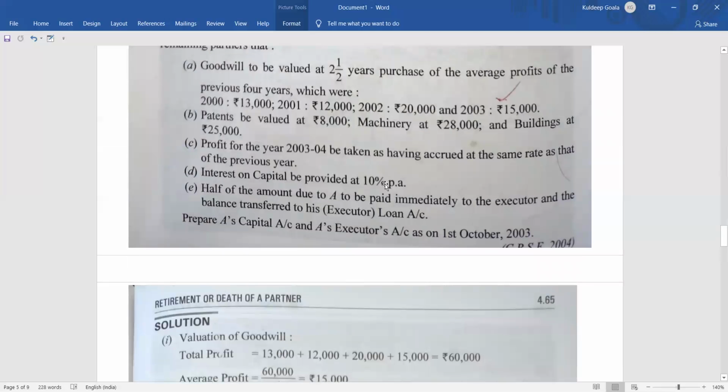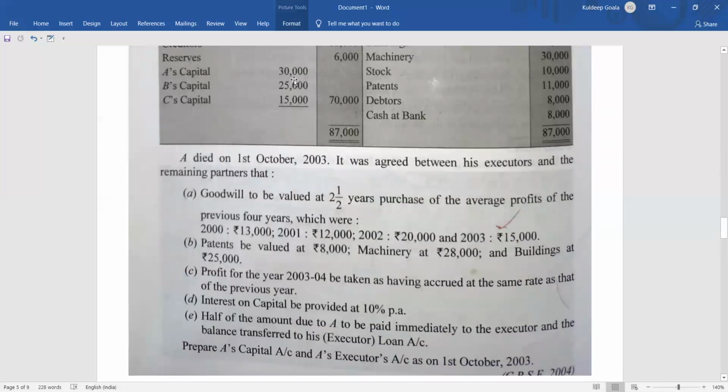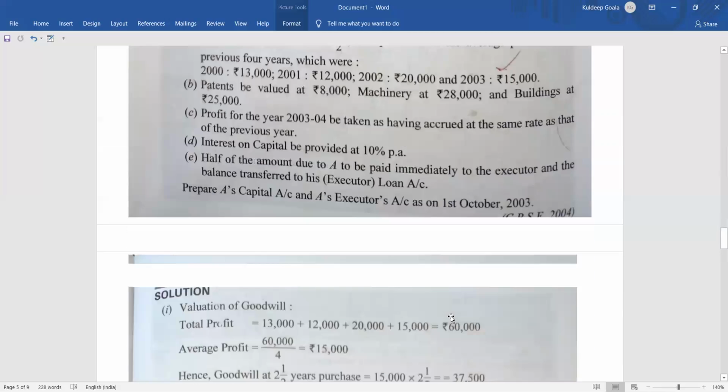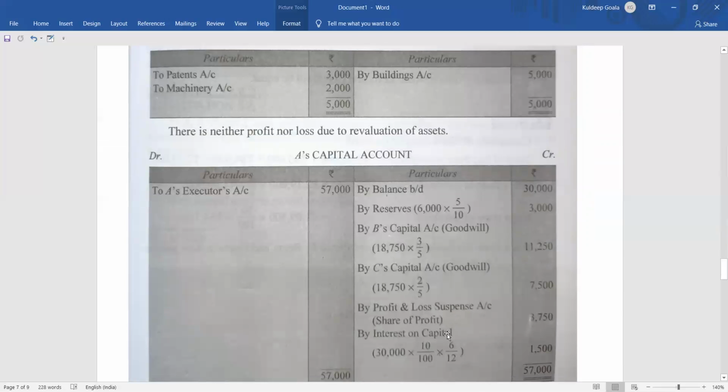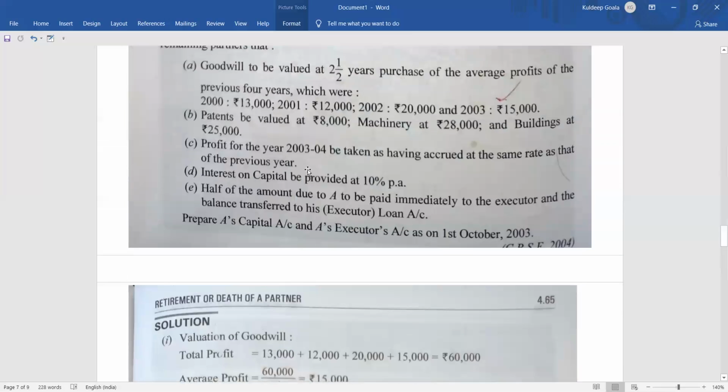Interest on capital 10%. So I already told you the calculation. It is 30,000 into 10% into 6 by 12. So it is coming 1,500, right? So it will be by interest on capital 1,500 rupees. Clear? And after that, we have seen that half amount will be paid to A and the remaining will be transferred to the executor. It will not be paid to A, it will be paid to his executor, and the remaining will be transferred to the executor loan account.